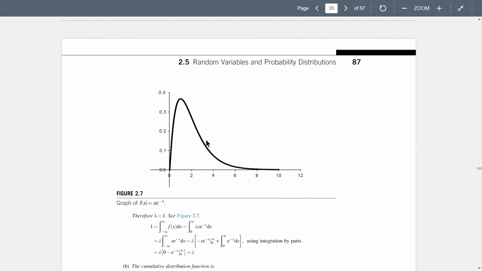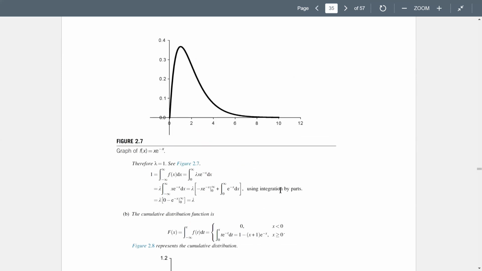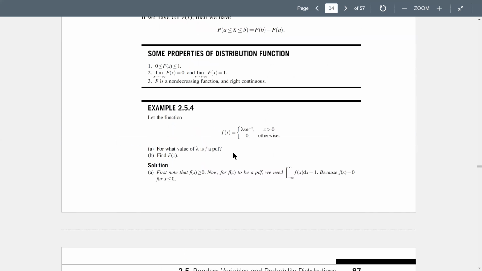To calculate any area, first of all, the area under this curve between the horizontal line and this curve must be equal to 1. That's how you can calculate lambda. So you apply this rule right here. We replace f(x) by lambda x times e to the negative x.